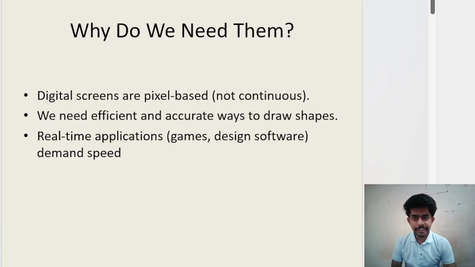Here are some points. Digital screens are pixel based, so we need certain algorithms to draw any shape on them. We need efficient and accurate ways. Obviously we need more efficient ways to draw shapes. And real-time applications, yes, they have real-time applications.